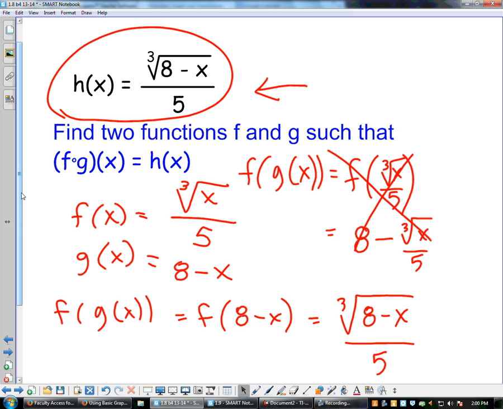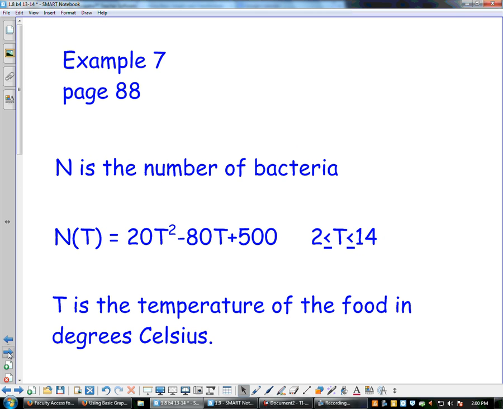All right. And then let's take a look at one last example from section 1.8. And this is actual example 7 from page 88 in your textbook. So let's take a look at that. This is example 7 on page 88. If you have your book open to page 88, that would be great.